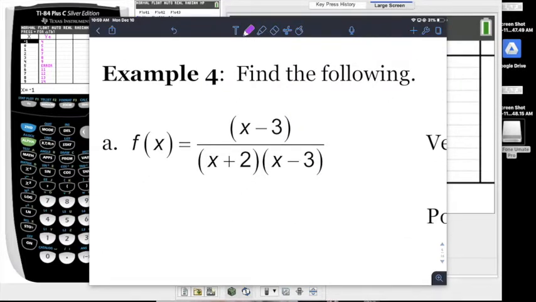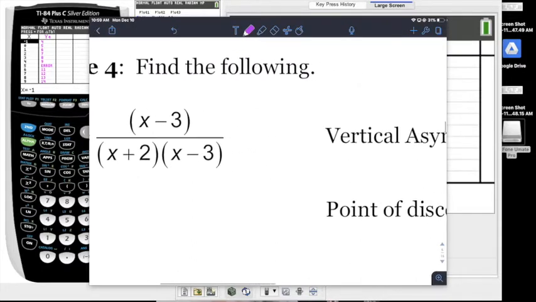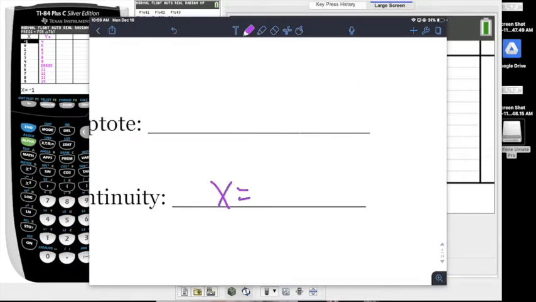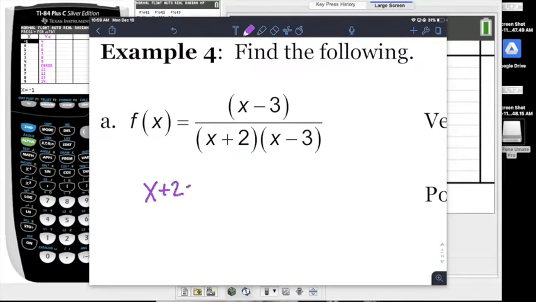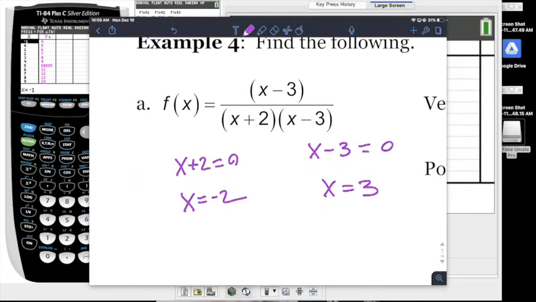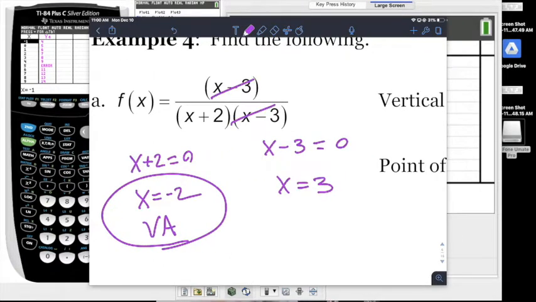Here's kind of what we're talking about. Let's use this example. Since there's an x minus 3 in the top and bottom, that is what's going to mess things up right there. That means there's a point of discontinuity at x equals positive 3, because it's the opposite sign, right? So we have x plus 2 equals 0, x equals negative 2, and then x minus 3 equals 0, which means x equals positive 3. At x equals negative 2, since nothing cancels out the x plus 2, this is a vertical asymptote. And at x equals 3, since those factors cancel out, we call this a point of discontinuity.